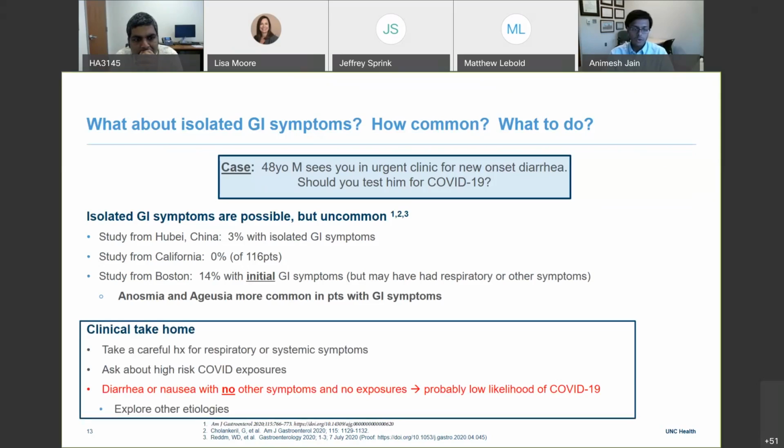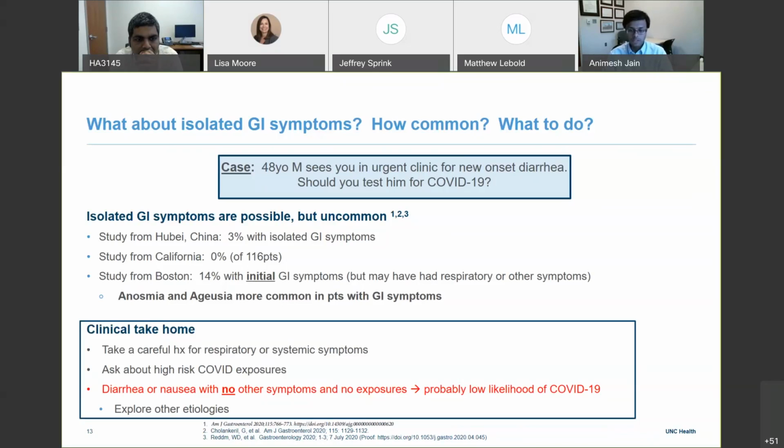My clinical take home is that if you have somebody with new onset GI symptoms in our current pandemic world, I would stop and take a careful history. I've had this come up a couple of times in my practice. And what I would do is ask very closely about other concomitant respiratory symptoms, other systemic symptoms. I would also ask about loss of smell or taste. I'll say that for 2 GI patients that I've seen with COVID-19, their initial symptom was actually loss of smell. So I would ask about loss of smell or taste, and ask about any high-risk exposures.